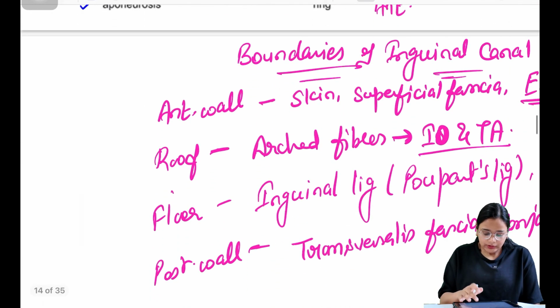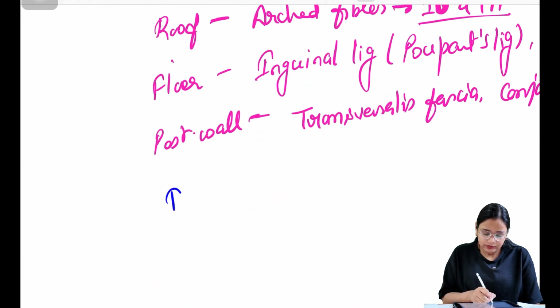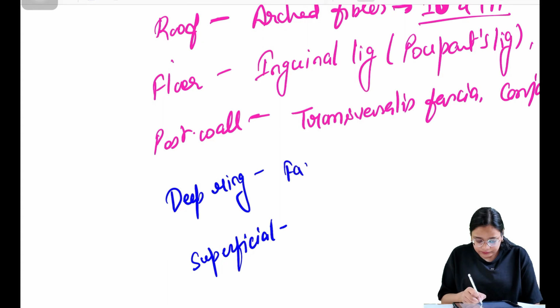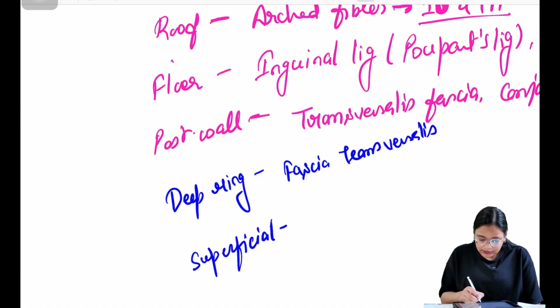Along with this, you also have to remember where we have the deep ring opening and where we have the superficial inguinal ring. The deep ring is an oval opening in fascia transversalis, and the superficial ring is a triangular opening in external oblique aponeurosis.